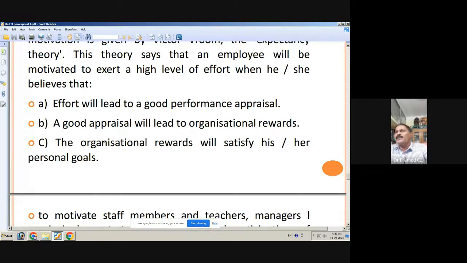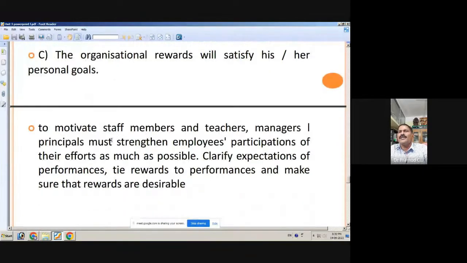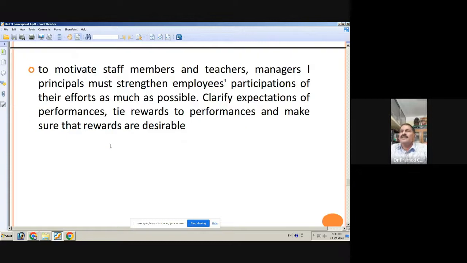When all the people do something better, they can get rewards. The organizational rewards will satisfy the personal goals of the members who are working in that organization. So when we have to motivate staff members, teachers, managers and principals, the strength of the employees will increase. The participation will increase, their efforts will increase as far as possible. And clarity of expectation will be judged. When the clarity of expectation is judged, their performances will be reviewed. And when the performances are always tied up with the rewards, then automatically rewards are acceptable and desirable.